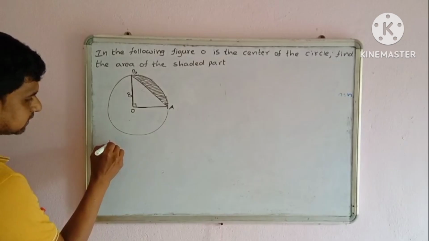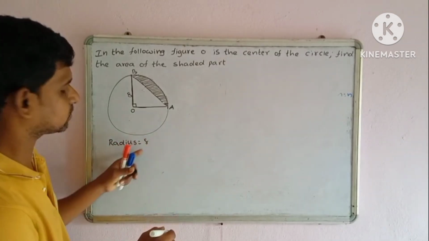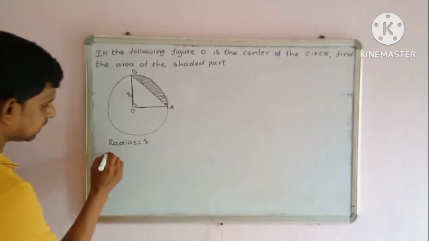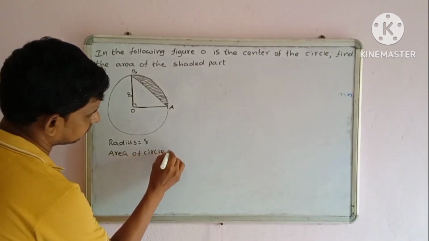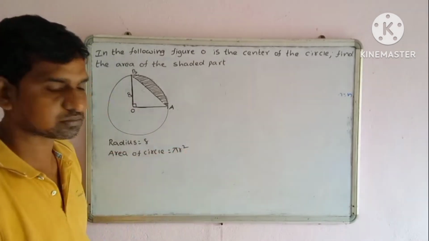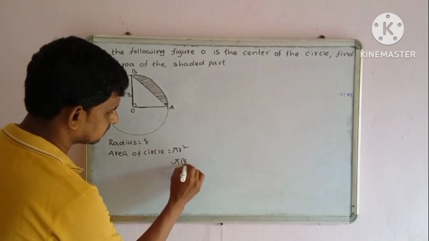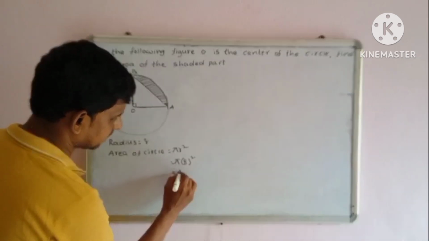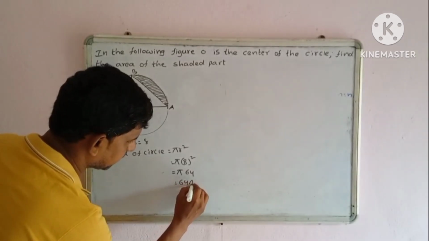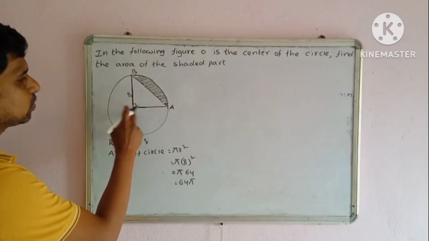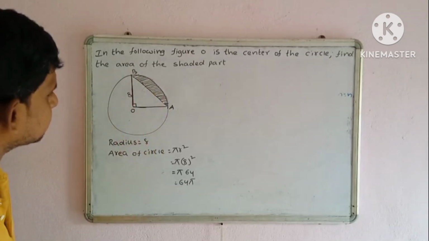First, what is given? Radius is given. Radius equals 8 units. So area of circle, what is the formula? Pi r square. So that equals pi times 8 square. 8 square value is 64, so 64 pi. Observe that OAB is 1/4 of the total circle.